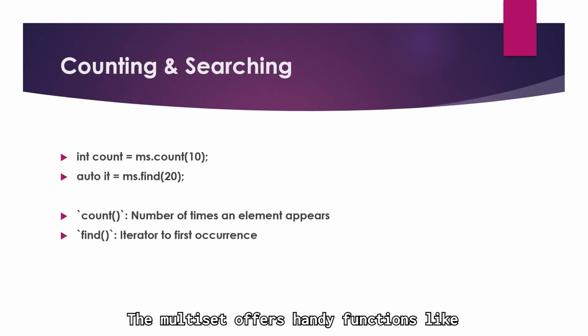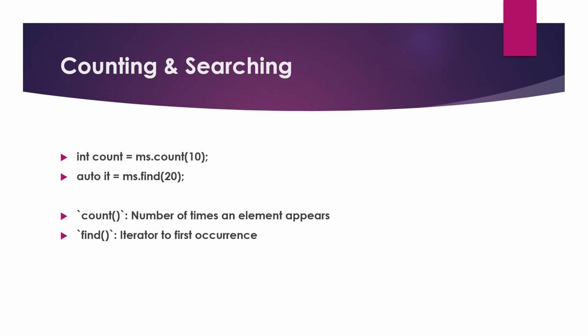The multiset offers handy functions like count and find to work with its contents. The count function tells you how many times a particular value appears in the multiset. This is especially useful when you are analyzing frequencies or validating duplicates. The find function returns an iterator for the first occurrence of a given value. If the value does not exist, it returns ms.end(). This is particularly useful when you are looking to perform operations on specific entries.